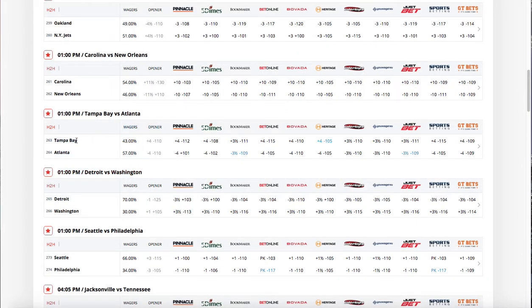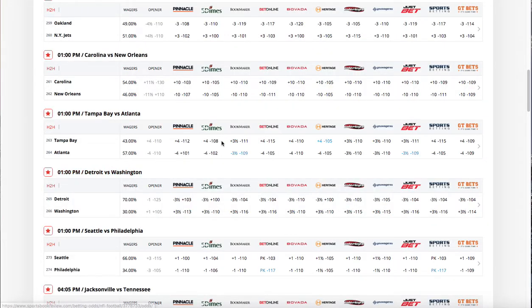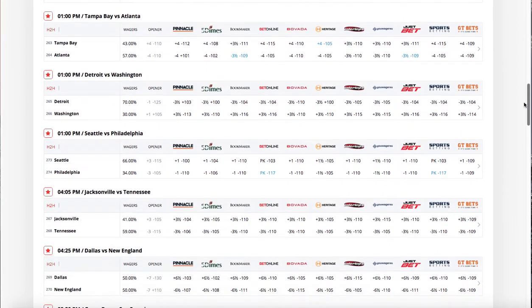Okay, so that's one thing I'll keep in mind about playing Tampa. And let's go tie this into our power rankings here. And of course, yeah, there it is. So Tampa and Atlanta, we have basically handicapped at even. So if we handicap at even, we're getting 4 points in our favor there. Okay? And let's see, moving along here.